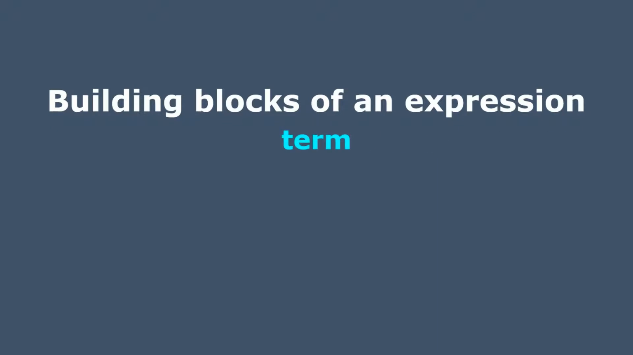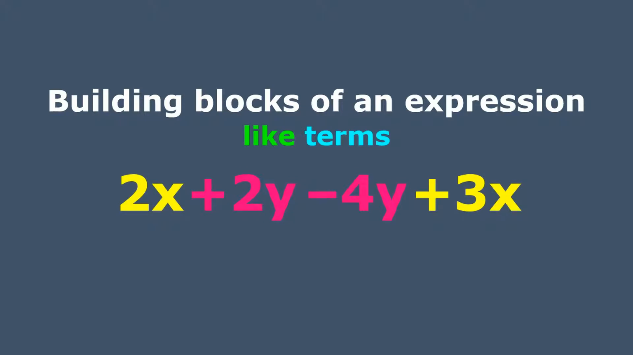Each part of an expression is called a term. A term can be a number, a symbol, or a number with a symbol. Terms with the same symbols are like terms and it is possible to combine them. The terms 2x and 3x are like terms because they both contain the symbol x. Terms 2y and minus 4y are also like terms because each contains the symbol y.